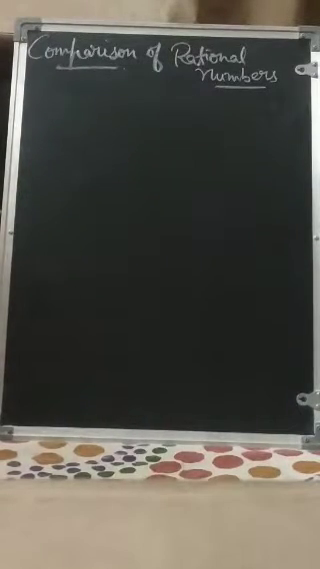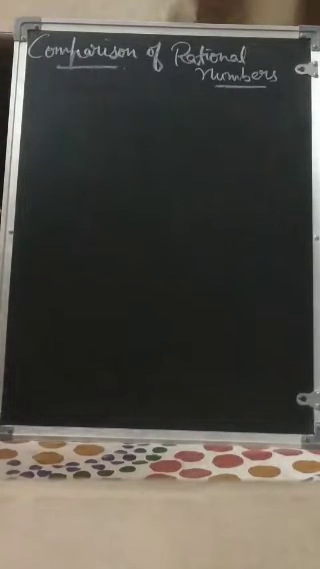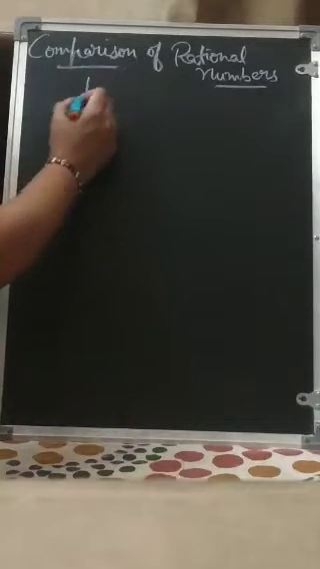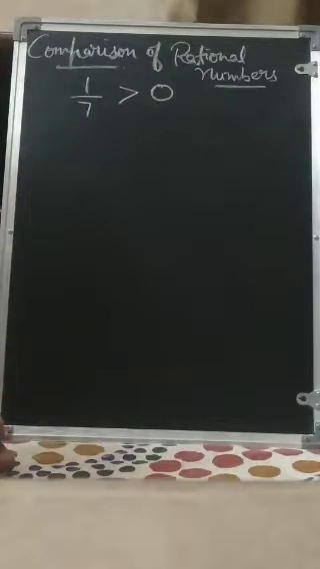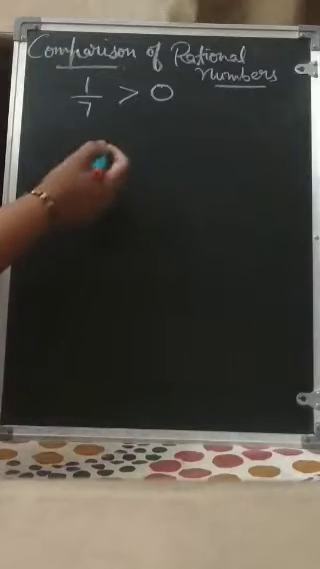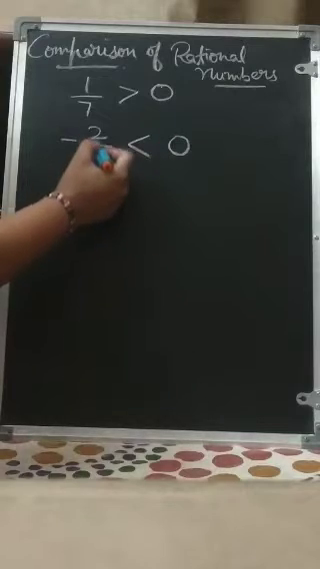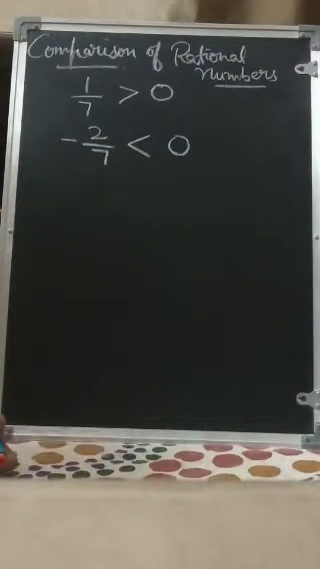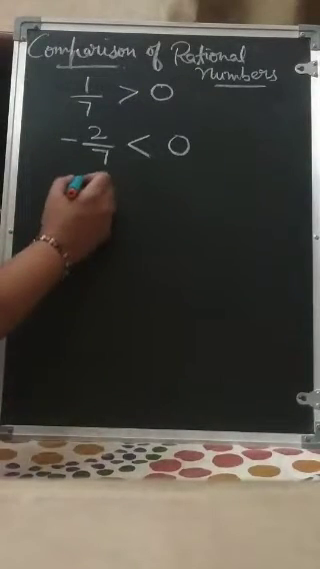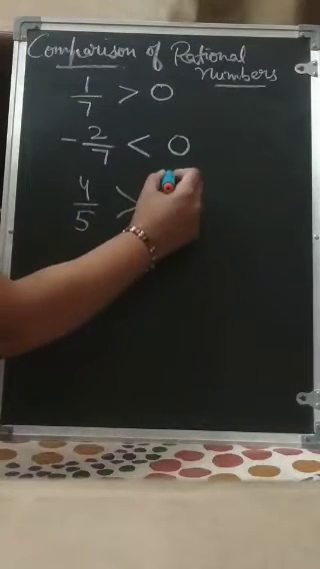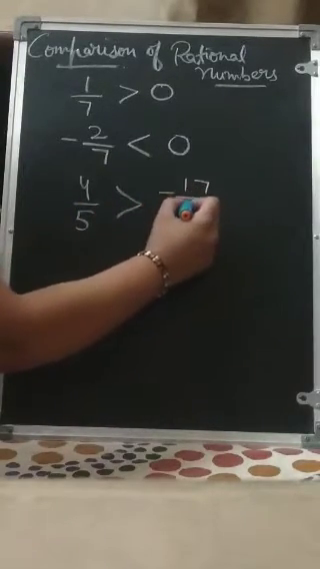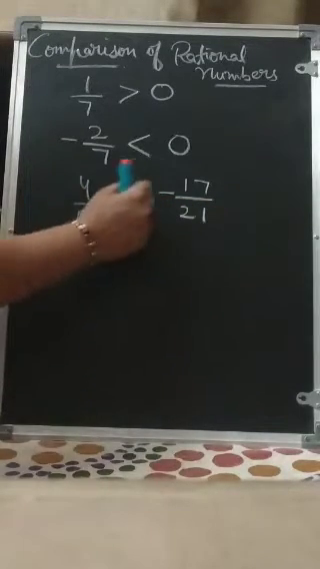Okay, now we will start comparison of rational numbers. Just like you have done comparison of integers, this is also very much the same. Every positive rational number is greater than 0. Then every negative rational number is less than 0. -2/7 is less than 0. That means 0 is bigger than every negative rational number. Then every positive rational number is greater than every negative rational number. It can be any one; it will be greater than every negative rational number.